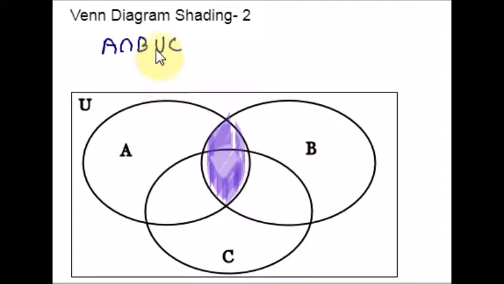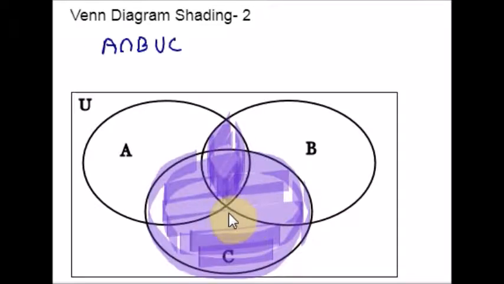And union C. It should be connected with the entire set C. Okay, union means you have to include. This is how the final image will look like. You have to finish your diagram by joining the sets together, this overlapping region along with the set C. Hope you're clear with this example.